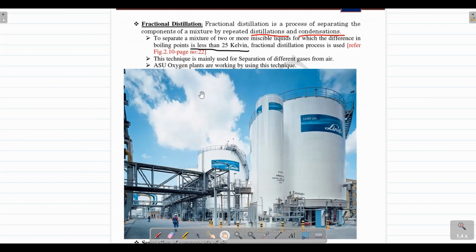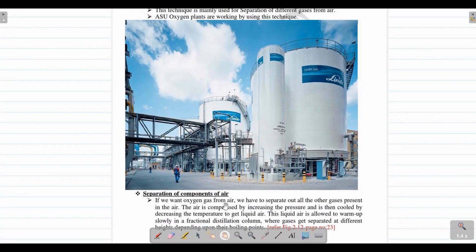So in such types of oxygen plants, not in all plants, because different plants are working with different principles, ASU oxygen plants, air separation unit oxygen plants, are working with this fractional distillation technique. Okay, and in this separation of components of air, how is fractional distillation applied to separate the components of air?